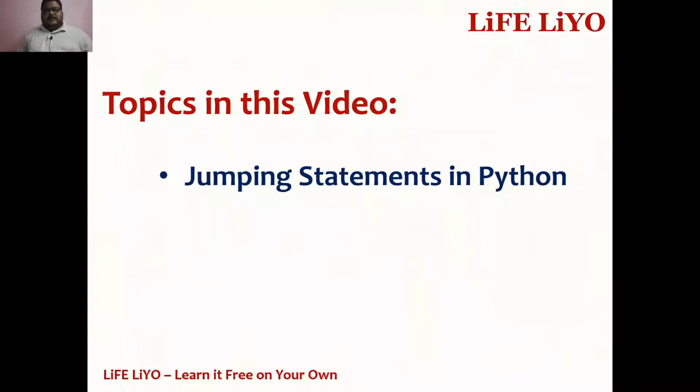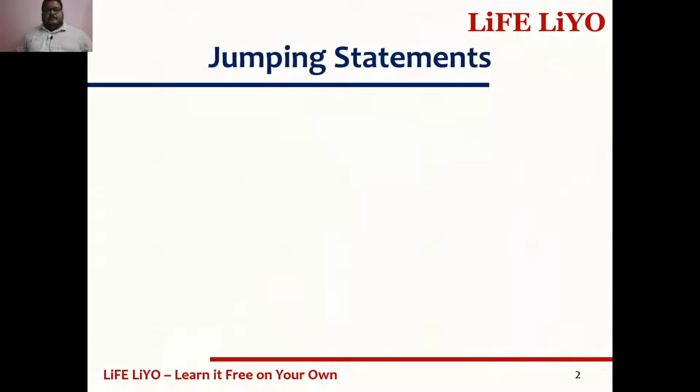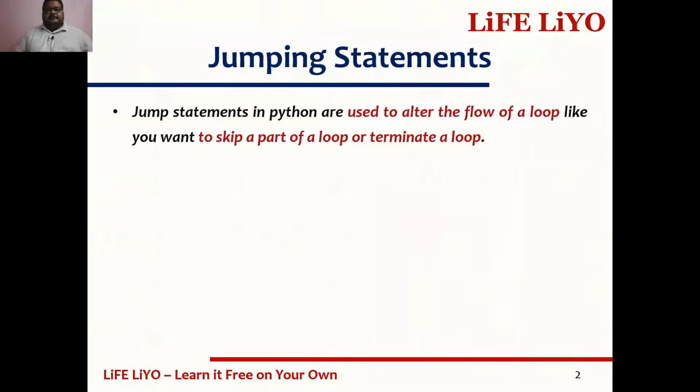In this video, you are going to learn about jumping statements in Python. What do you mean by jumping statement? Jumping statements, or jump statements, are used to alter the flow of a loop. That is, if you want to skip any part of a loop or terminate the loop at any point of time, we use jumping statements.